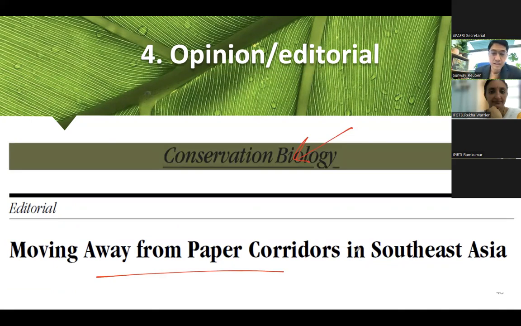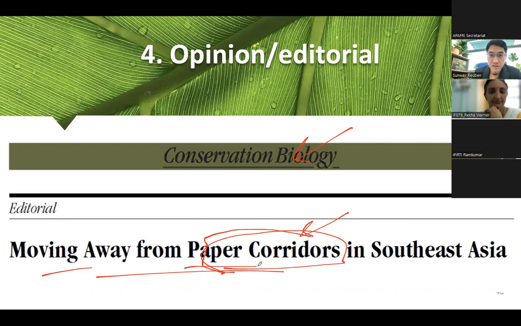An example of an opinion editorial paper that I wrote was this paper in the Conservation Biology journal, published by the Society for Conservation Biology. It's about moving away from paper corridors. So again, try to find a title which is a bit vague, trying to tease you to read the paper, because what is the paper corridor? Sometimes your title needs to be catchy and vague at the same time. It doesn't always have to be explicit and specific to your topic. You need to have a pull for readers to try to see what they are.